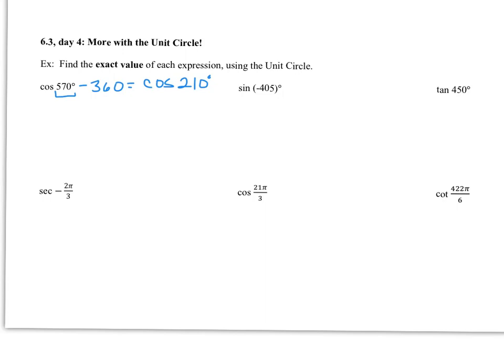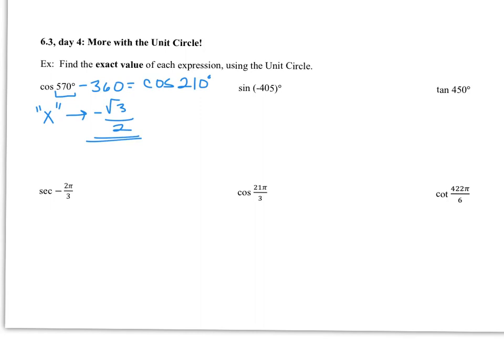And remember, cosine, our quick rule to remember, is just the x-coordinate at that location. At 210, if you take a look at the ordered pair, the x-coordinate is just negative square root 3 over 2. That's the exact cosine value at that location.